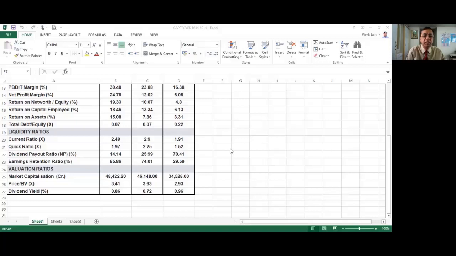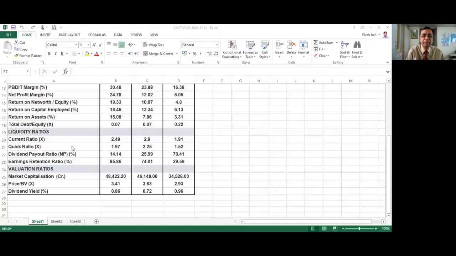Current ratio is, as you must be knowing, total assets divided by total liabilities. And this should be more than 1. 1.5 to 1.75 is considered to be a benchmark. However, Dr. Reddy's current ratio is far better than that. From 1.91, it increases and it is between 2.5 to 2.9, as you can see here.